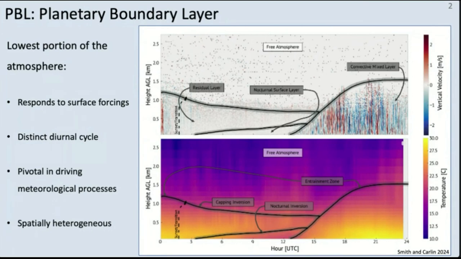This particular figure helps to depict the numerous features and pieces that make up the PBL, with the growing convective mixed layer shortly after sunrise, the residual layer after sunset, and the nocturnal inversion that makes up the stable surface layer in the overnight period. Given that the PBL is directly influenced by Earth's surface, the characteristics of the PBL vary from location to location because of the spatial heterogeneity of the Earth's surface.